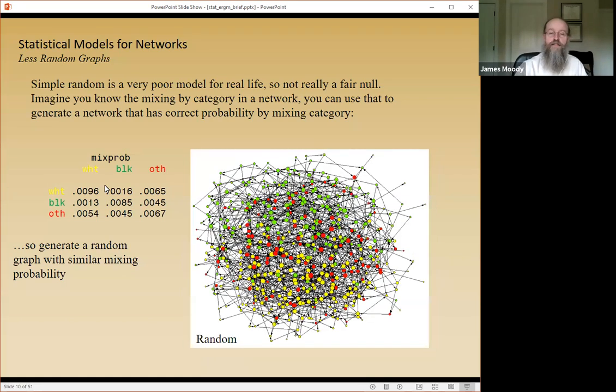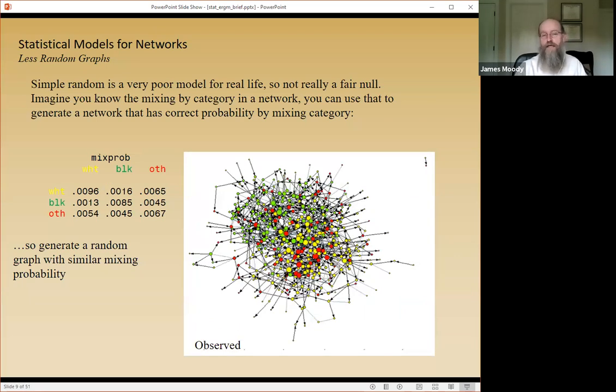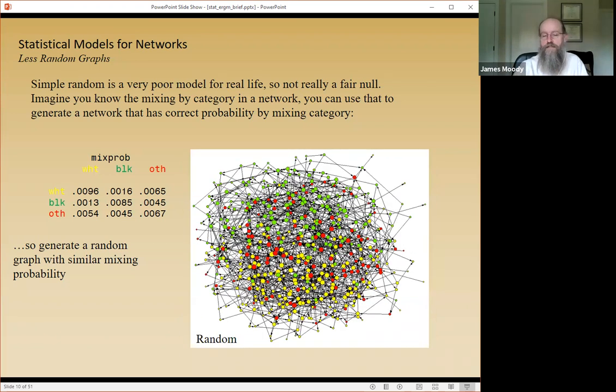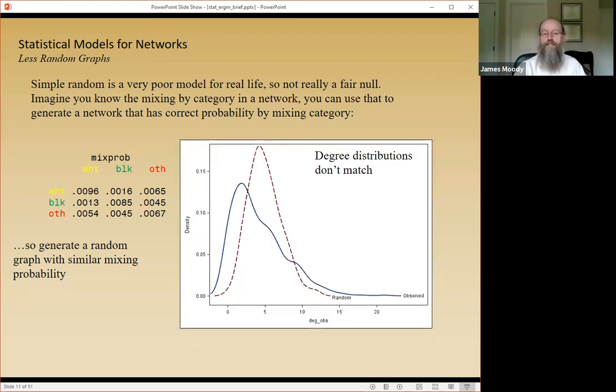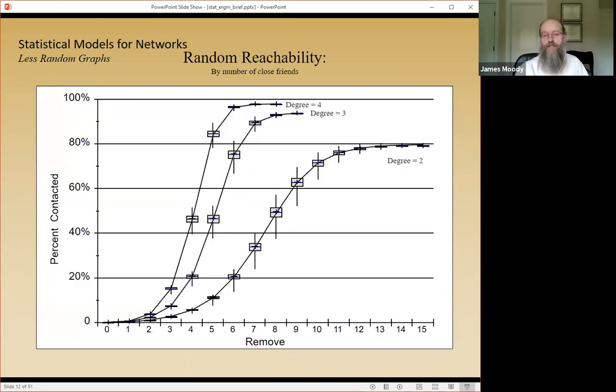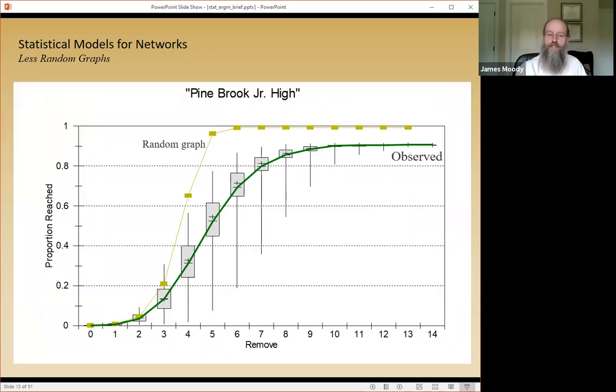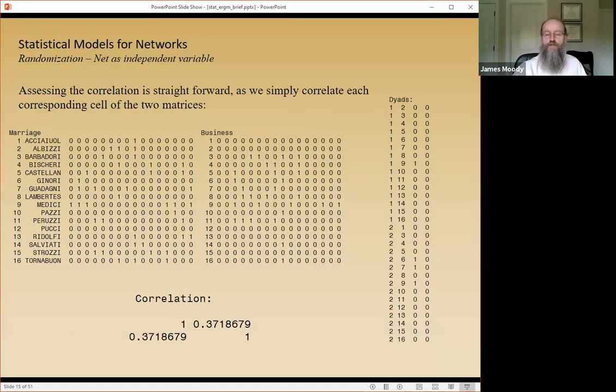And so what that's telling you is your model isn't complete. There's something in the real world case here that's constraining the network in a way that this simple probability matrix does not. And so you want to figure out what that is. Well, one thing is the degree distributions don't match, right? And so you can fix that, or you can fix other things about reachability and so forth. So there's lots of things you can do to make that happen.